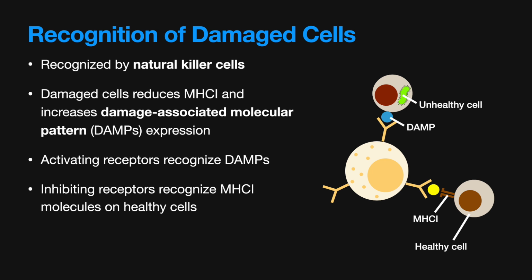However, NK cells also express inhibitory receptors. These receptors bind to things presented by MHC1 on healthy cells. This prevents activation of NK cells against normally functioning cells.